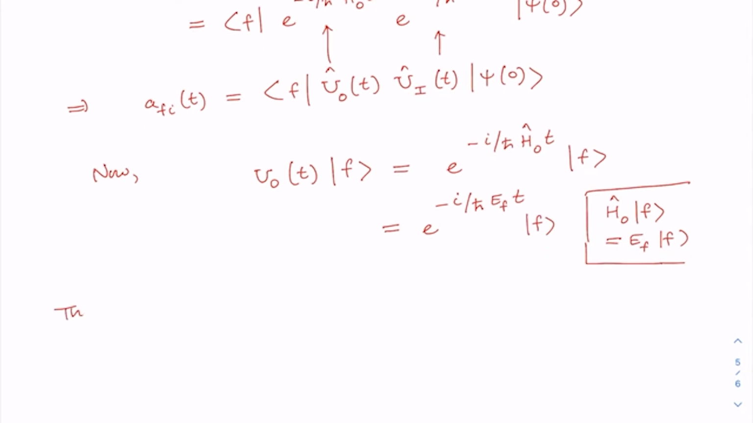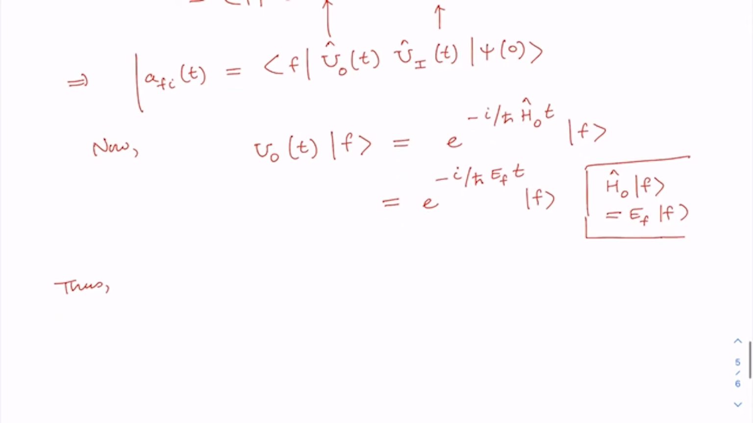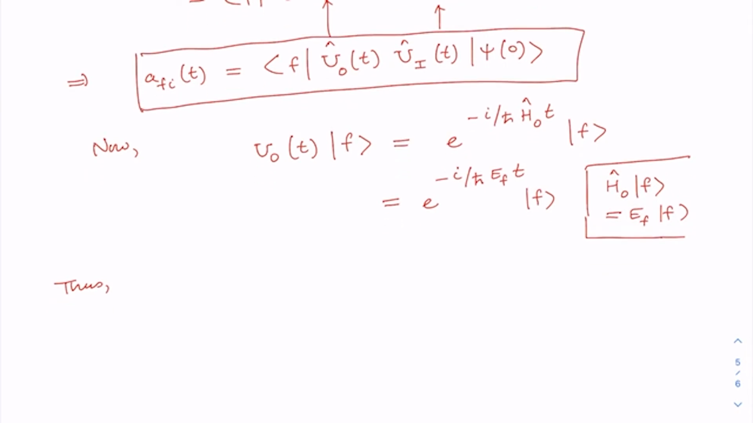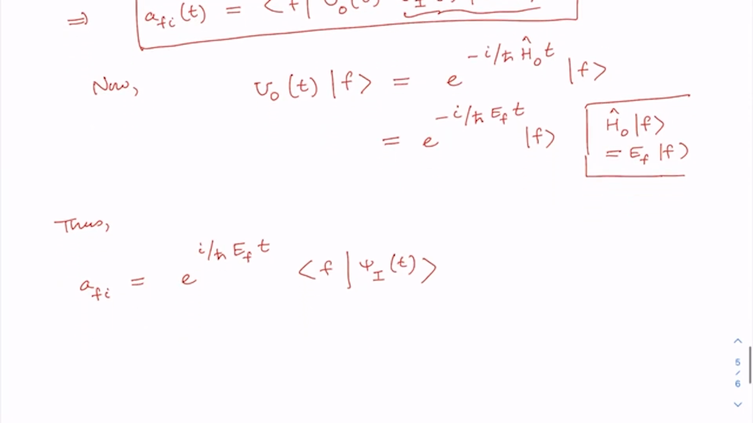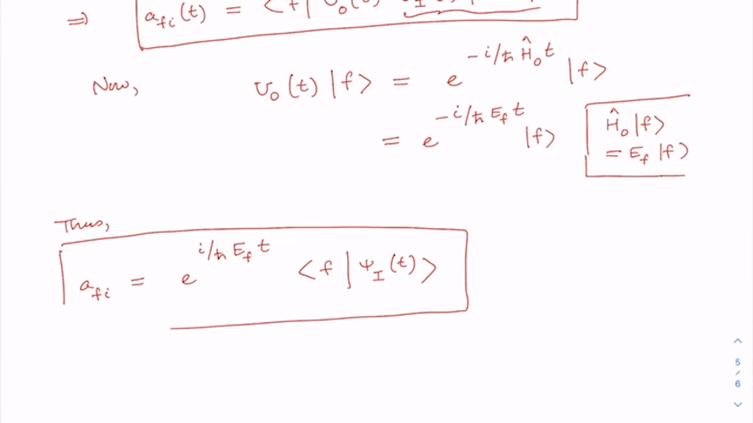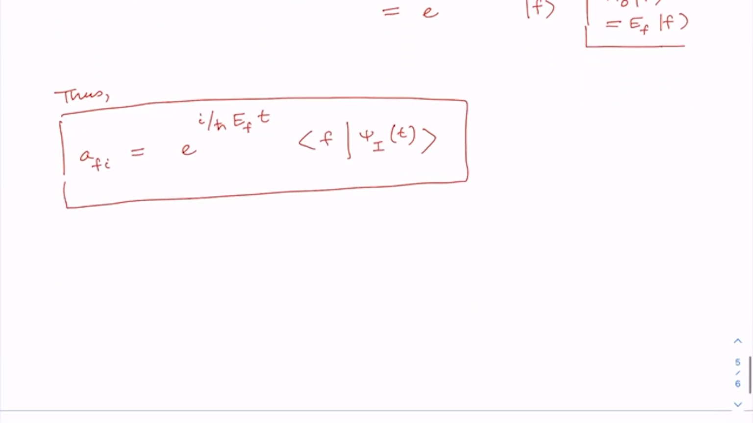Okay, therefore I can write the amplitude A_FI as e to the power i by h cross E_f t, bra f, and this part, you know, is your state vector in the interaction picture, that is psi_I of t. So you see the connection, how I am entering into the interaction picture now.